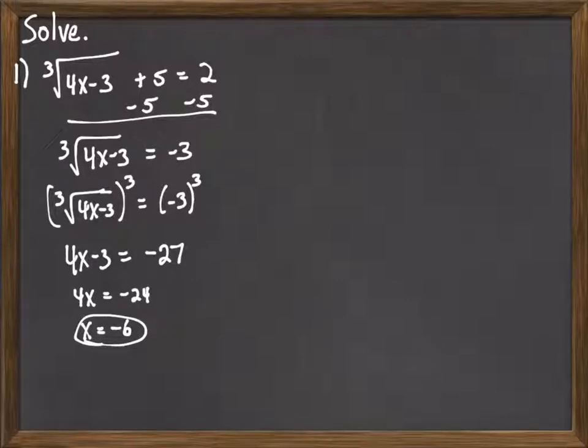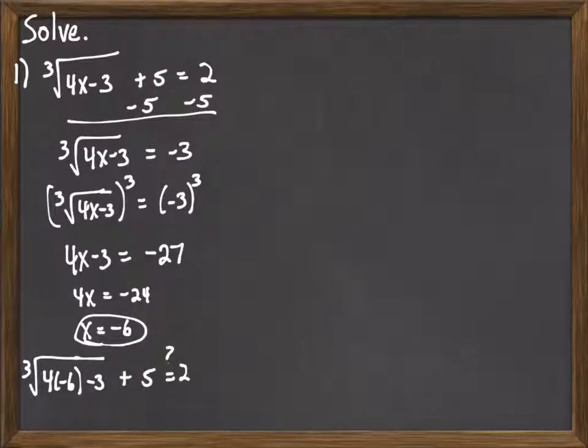Now, cubing doesn't have the inherent problem that squaring does, because when you cube both sides, you don't lose negative signs. So you technically don't have to check your solutions when you're dealing with cubing. But anytime you do an even root like squaring or fourth power, you would have to check, but it doesn't hurt to check.